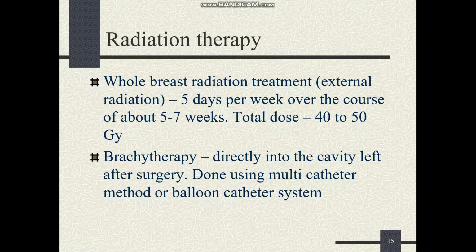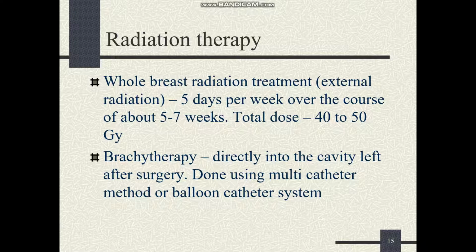That is about chemotherapy. And next is about radiation therapy. External as well as internal radiation therapy can be delivered. So external radiation can be given as a whole breast radiation treatment, 5 days per week over the course of about 5 to 7 weeks. Total dose 40 to 50 gray can be delivered.